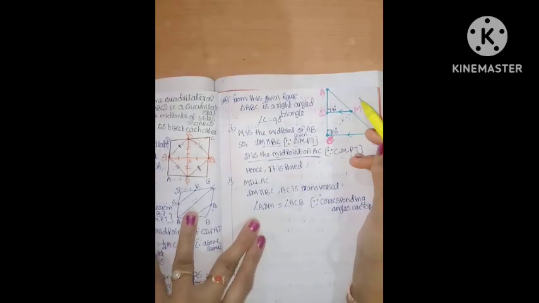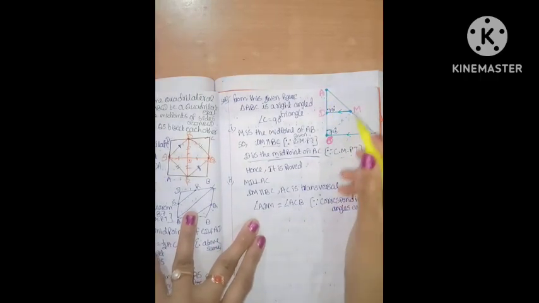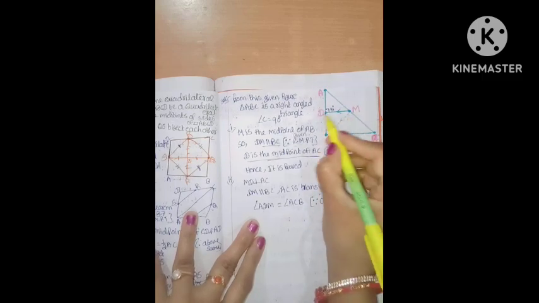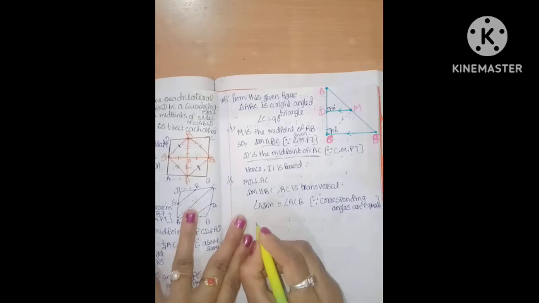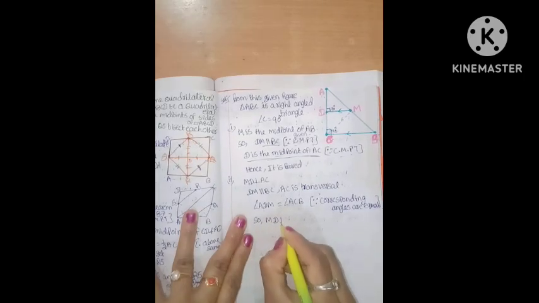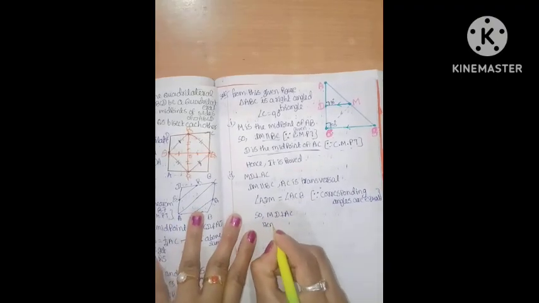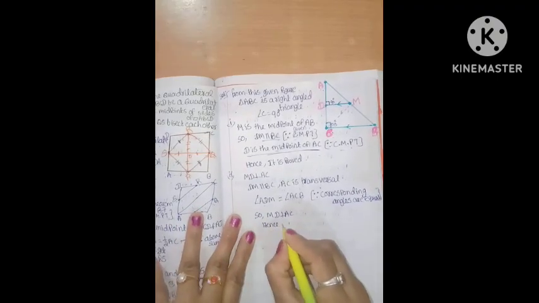So here MD is perpendicular to AC. MD is perpendicular to AC, and it is proved. This question is also proved.